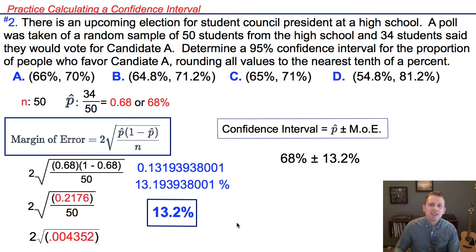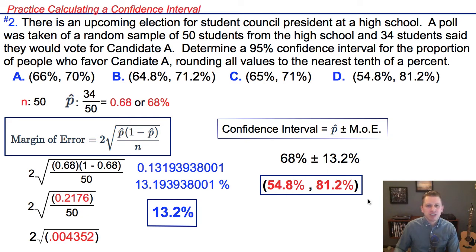68% minus 13.2% would give us 54.8%, and if I take 68% and add 13.2%, I get 81.2%. Well, what does that mean? That means that if we were to conduct this survey again of 50 students, we would be 95% sure that the number of respondents that would vote for candidate A would be somewhere between 54.8% and 81.2%.